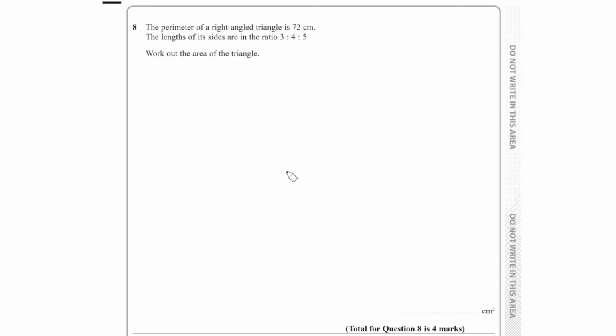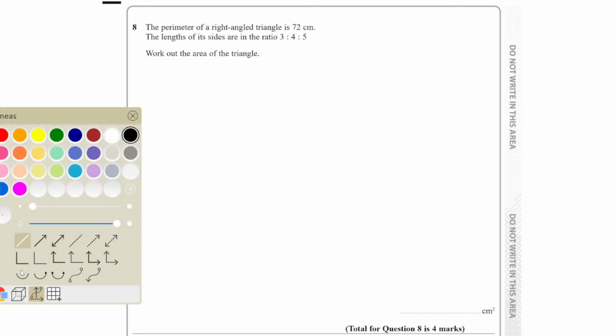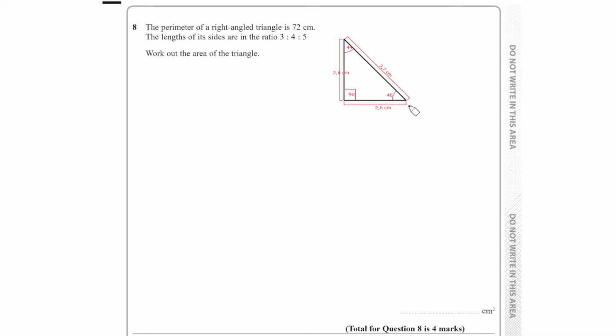So the perimeter of a right-angled triangle is 72 centimeters. I'm actually going to draw it just because we're going to need to look at it in a minute. The lengths of its sides are in a ratio 3 to 4 to 5. Work out the area of the triangle. So obviously area of a triangle, base times height over 2 or half base times height, however you remember it, same thing, isn't it? That's the area.